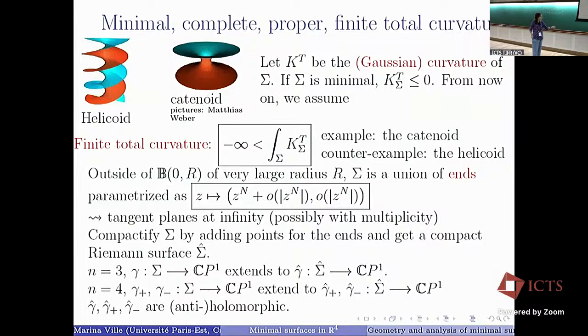And the same thing in R4. These two Gauss maps are also holomorphic or anti-holomorphic. And this is very pleasant because now we have maps between two closed surfaces. When we talk of maps between two closed surfaces, they have a degree, and that's going to be very useful.